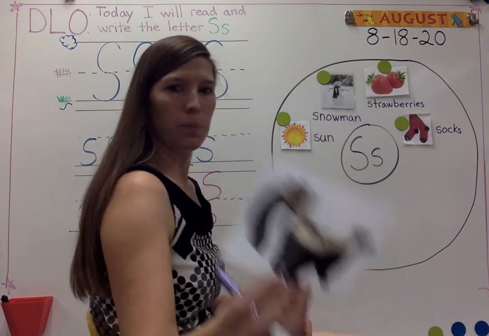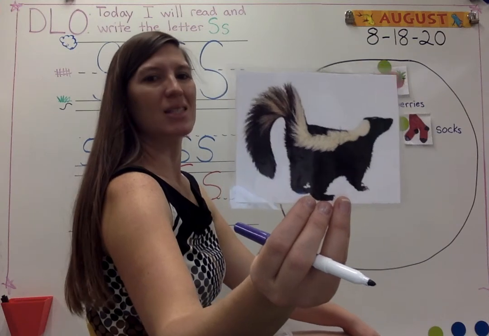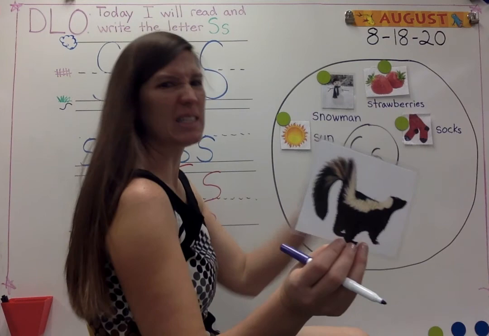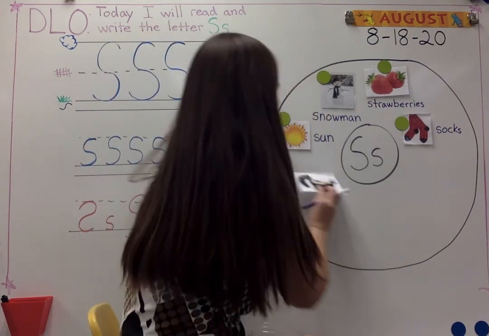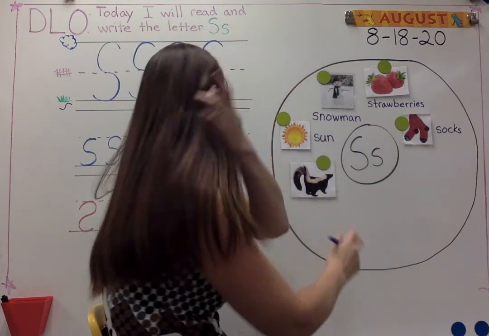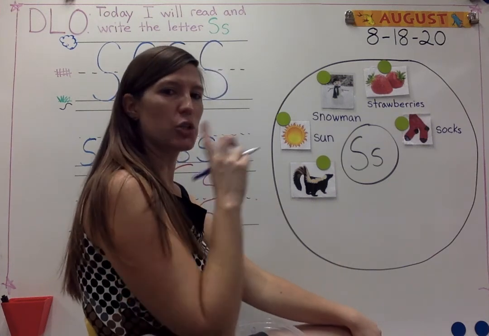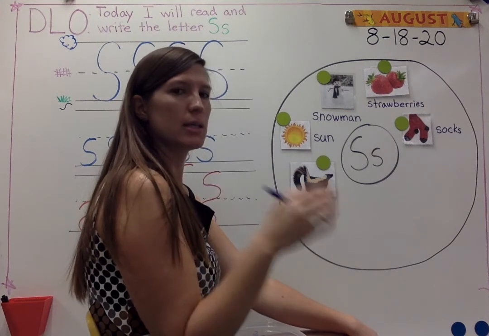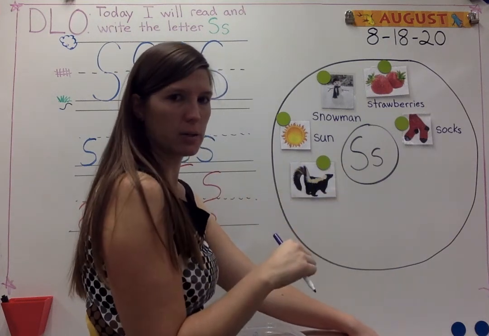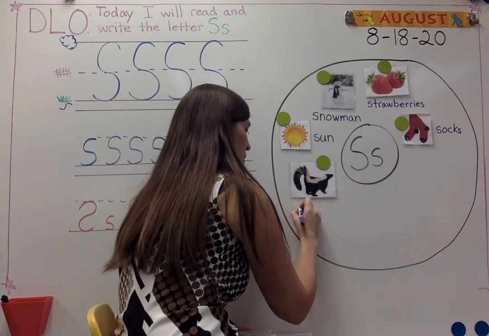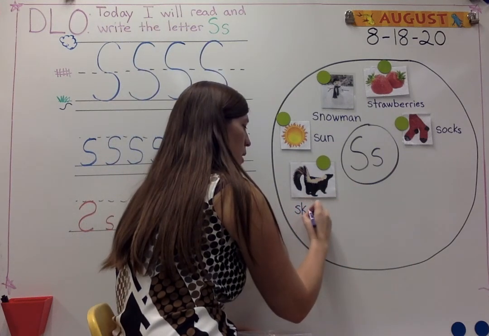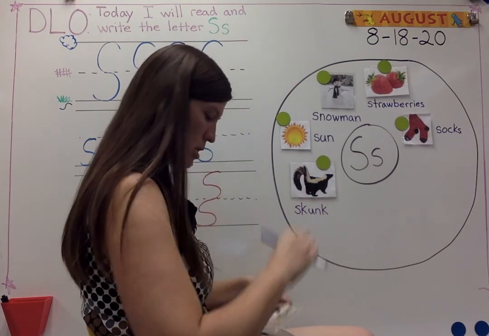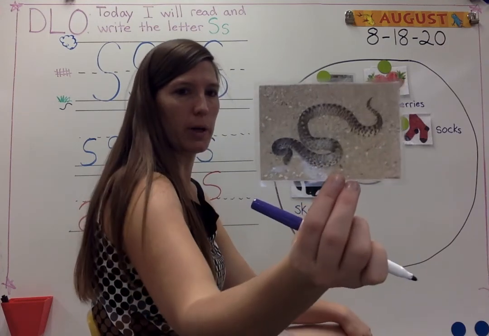Sun. Uh-oh. What's this little critter? A skunk. Do they smell good? No, they stink. P-U. Skunk. What's the initial sound when we first say skunk? S. What's the letter? S. Skunk. Stinky skunk.